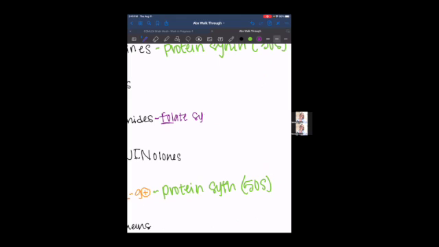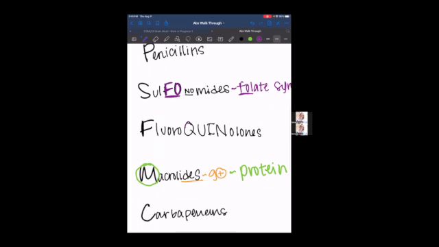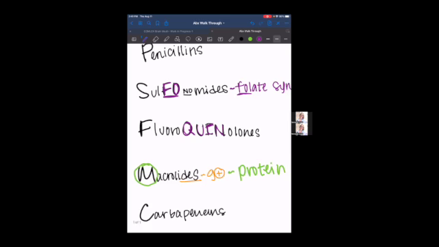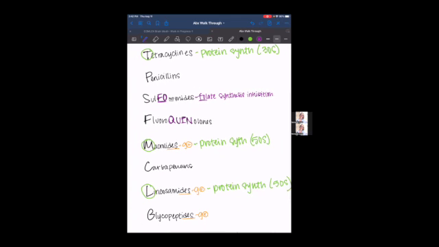Folate synthesis inhibition. Okay, and then we have our fluoroquinolones. Samantha, what does quin mean? Quin, like quintuplets, that's replication, multiplication. Quintuplets, you have 5 of the same thing, 5 copies. This is just DNA synthesis inhibition. And if you want to be extra special, it's DNA synthesis inhibition by inhibiting topoisomerase.